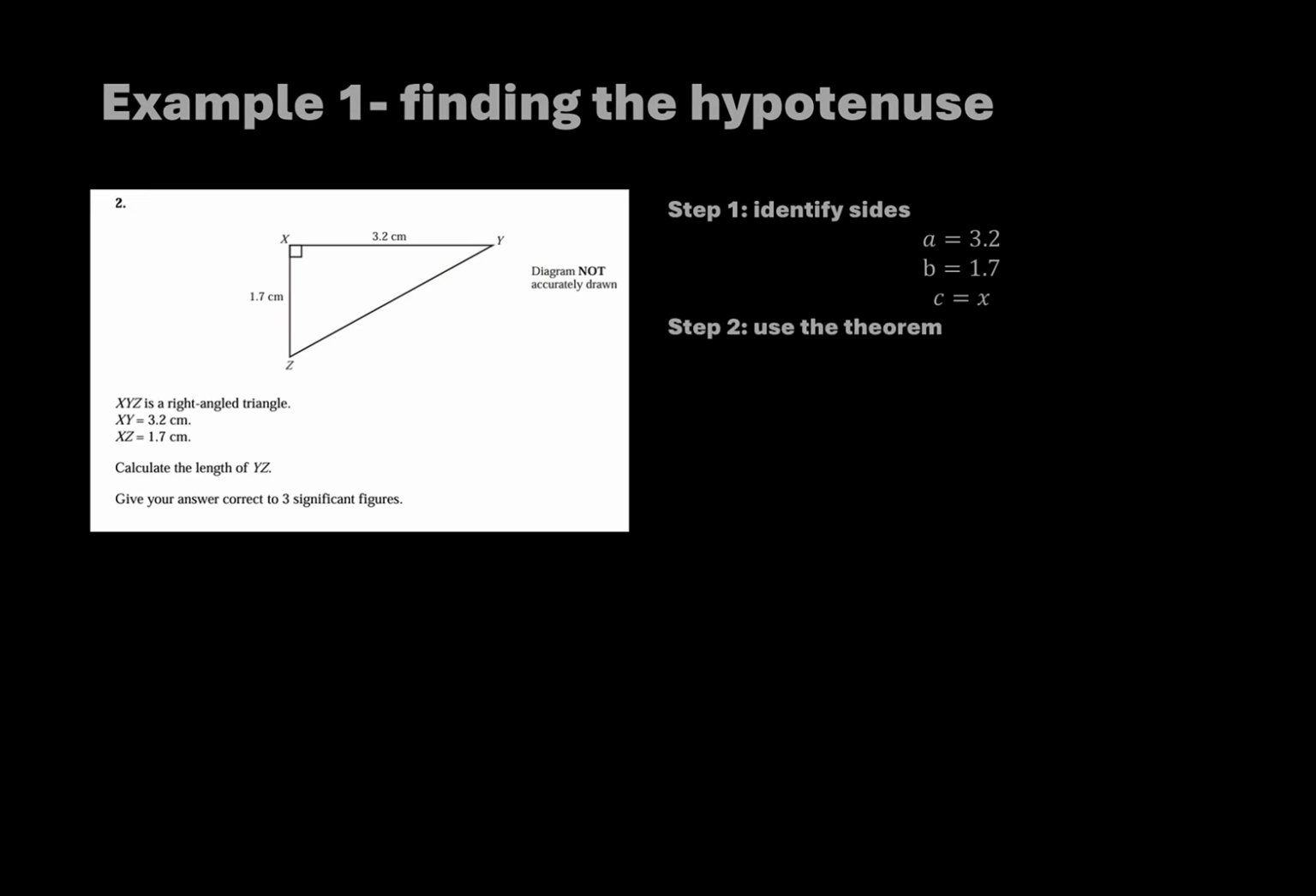So we're going to use the theorem: a squared plus b squared equals c squared. Just plug your numbers in. 3.2 squared plus 1.7 squared. So we replace a with 3.2 and we replace b with 1.7.